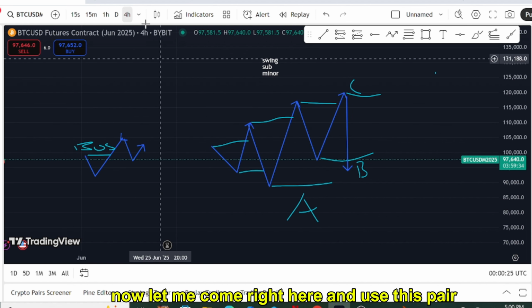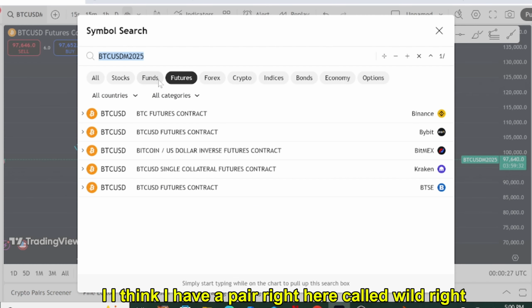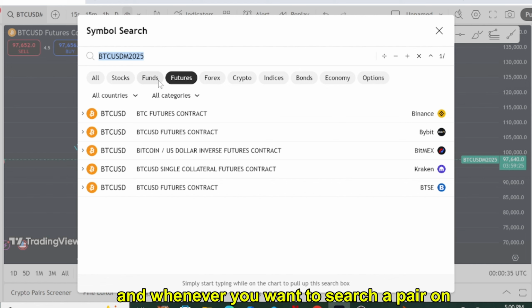Now let me come right here and use this pair. I think I have a pair right here called Wild, right? And whenever you want to search a pair on TradingView, it's best to use either futures or crypto. But randomly, I use futures, right?